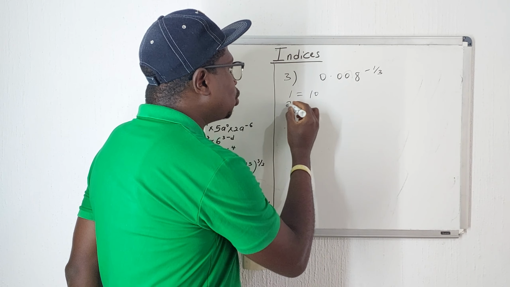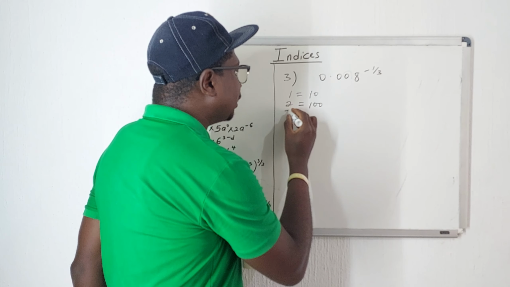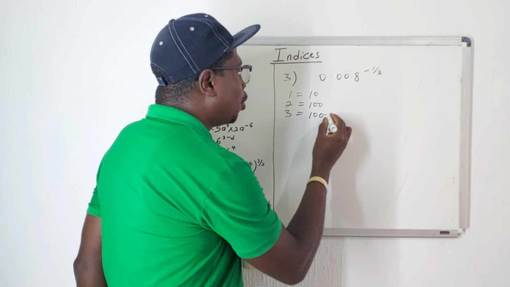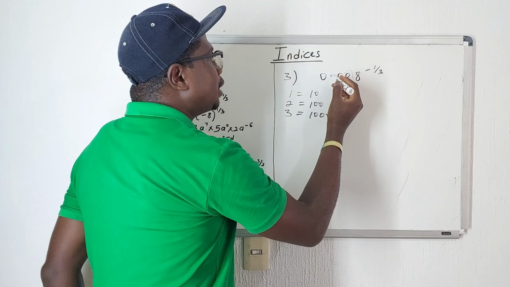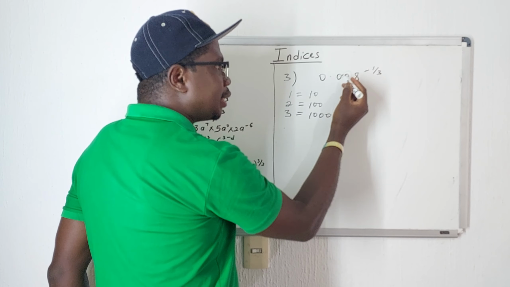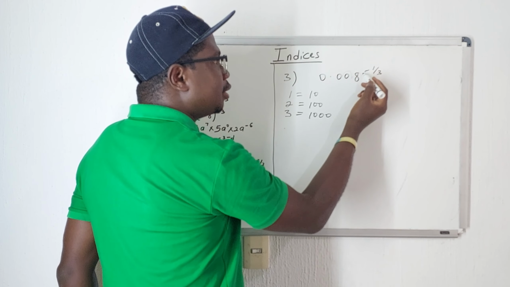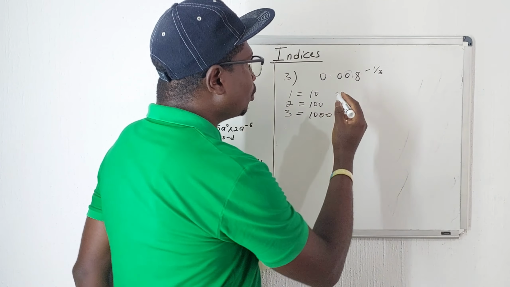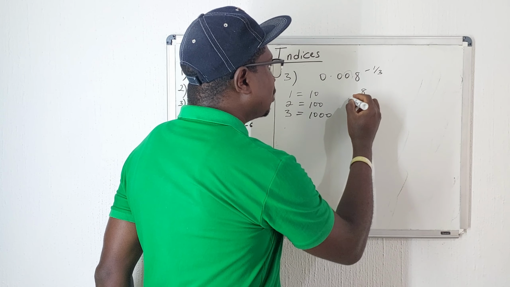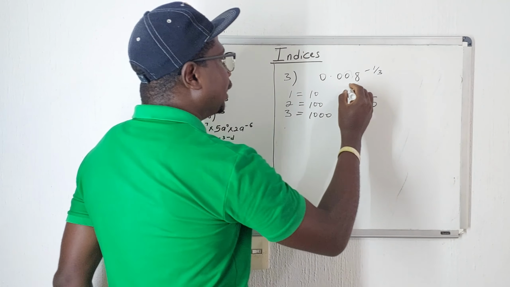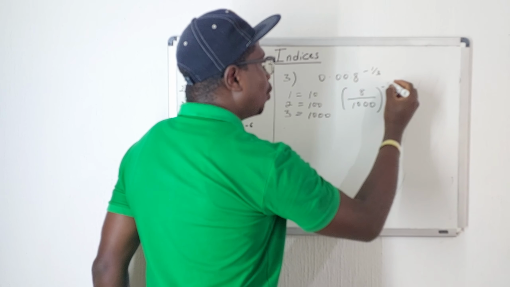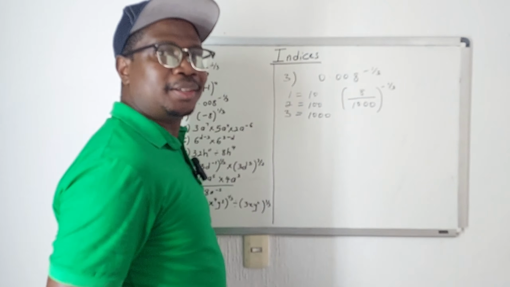10. 2 is equals to what? 100. 3 is equals to what? 1000. For the basics, for people who don't know how to, when we count this on the decimal point, we count 1, this is 10, 2, 100, 3, 1000. So we'll now take the 8 over 1000, then raise to power 1 over 3.